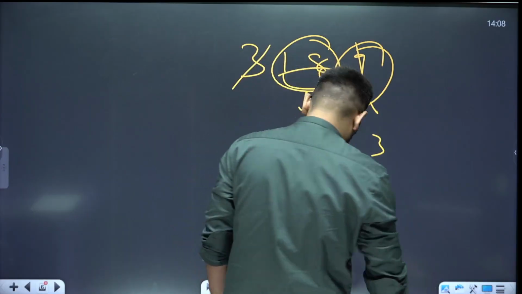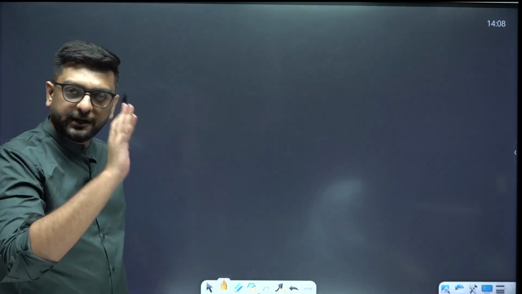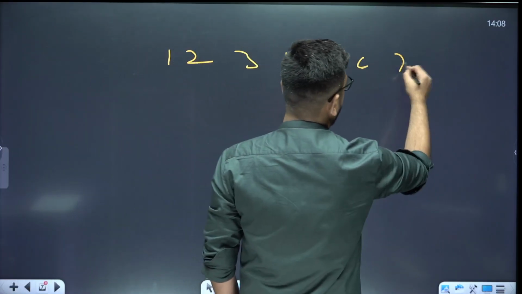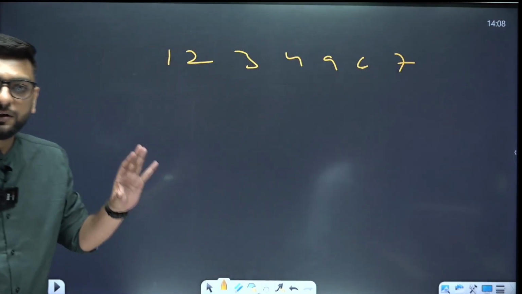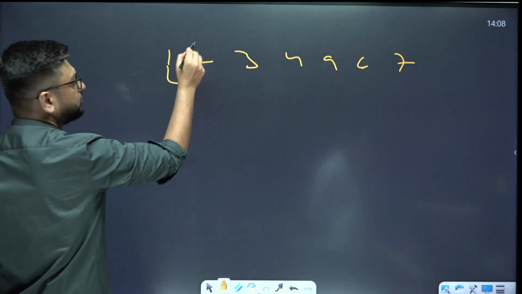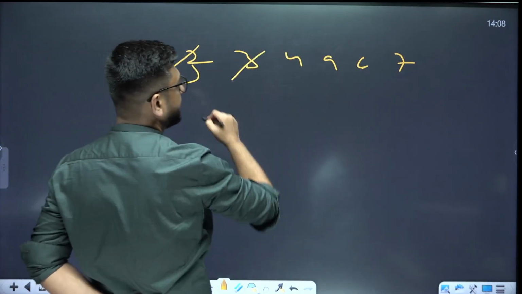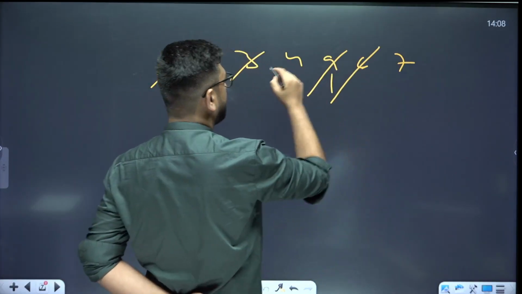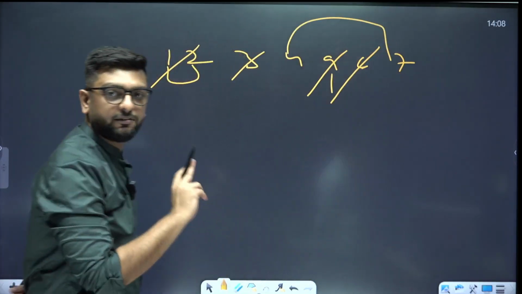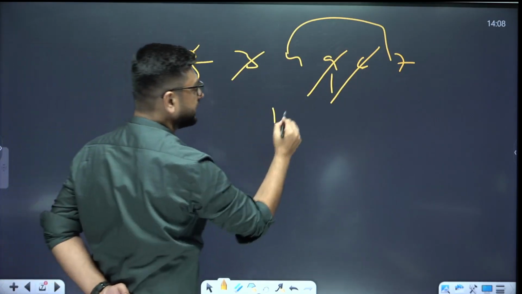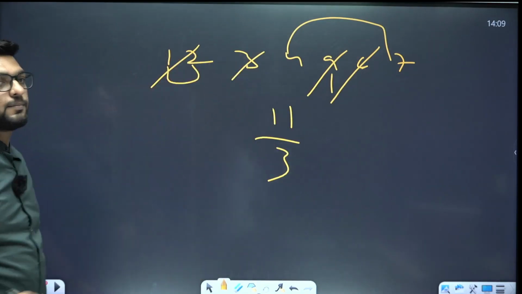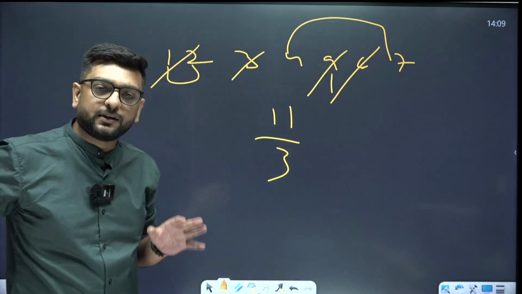Clear. Now let me give you a few more examples so that you are able to take it. ठीक है? 1, 2, 3, 4, 9, 6, 7. Just find it out. How to find it out? 1 plus 2, 3, cut it down. 3, cut it down. 9, cut it down. 6, cut it down. Now we are left with 4 and 7. Add them, 11. Divided by 3, you will get the remainder of this whole number. Did you get my point? Is it clear?